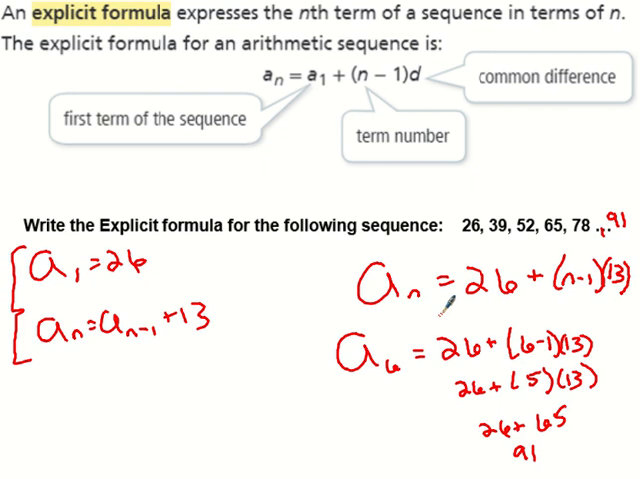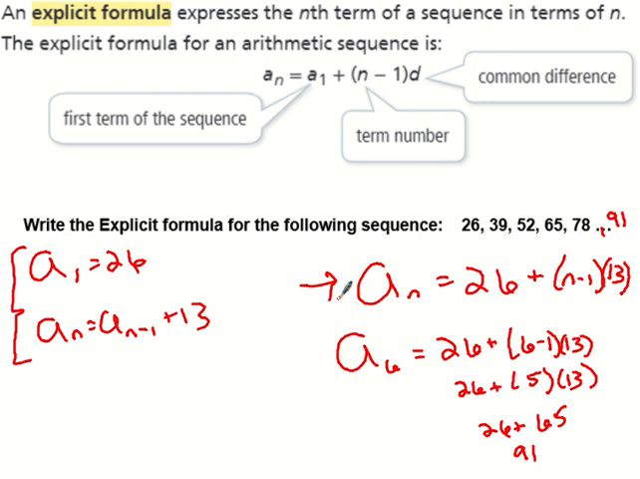So with the explicit formula, it's a lot easier to just plug in a term number and substitute it in, and then actually multiply, solve, and then you don't have to find out previously. It's just going to take you straight to the number. But this is how I start off with the recursive formula.